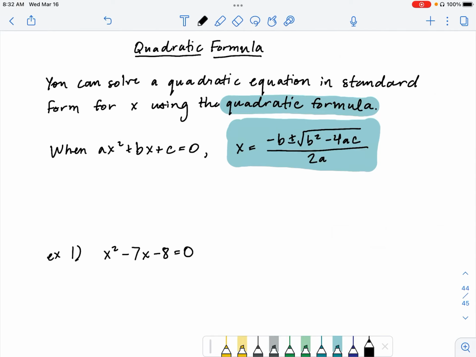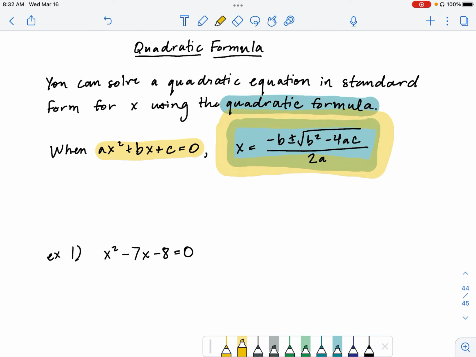Today we're learning about how to solve a quadratic equation in standard form using the quadratic formula. When you have a quadratic equation in standard form like this, ax squared plus bx plus c equals 0, then we can find x by using a, b, and c and substituting them into this quadratic formula right here.